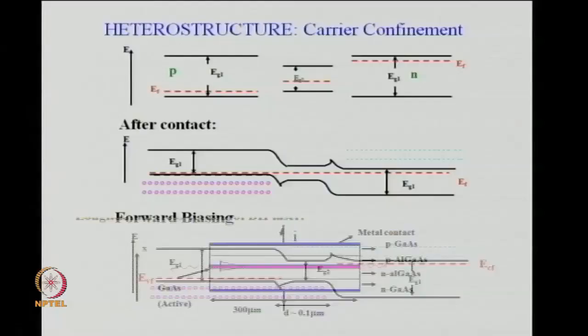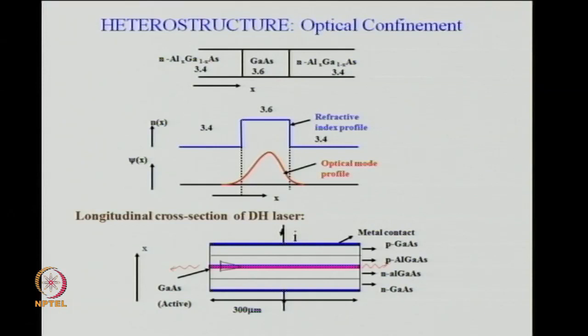The second point, optical confinement. Again, this is quite clear here. These are the cladding layers which have lower refractive index. This is the active region. So this forms an optical waveguide, which means it confines an optical guided wave, an optical mode profile, which is shown here.